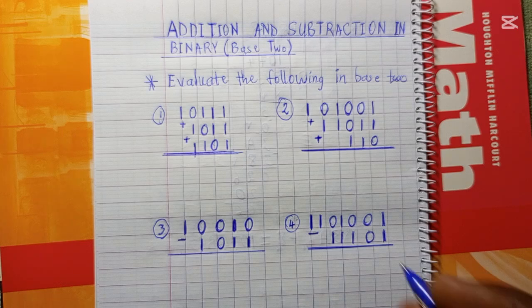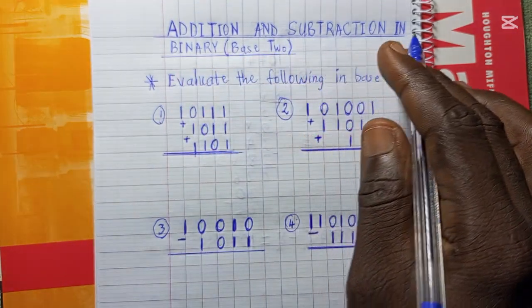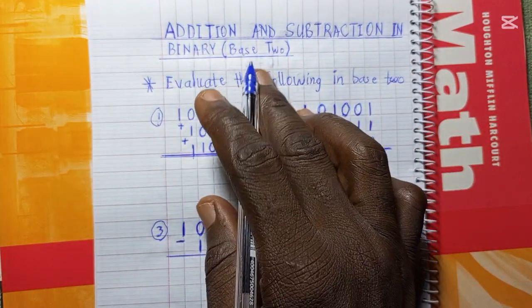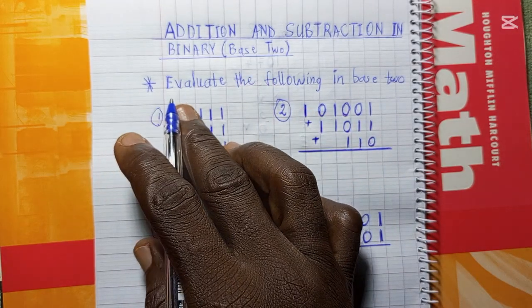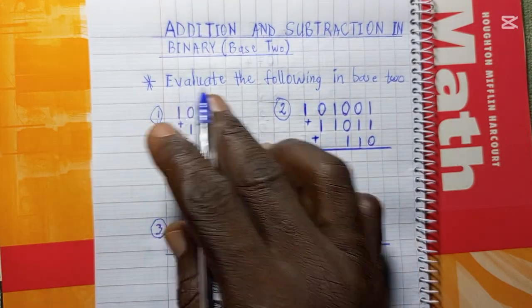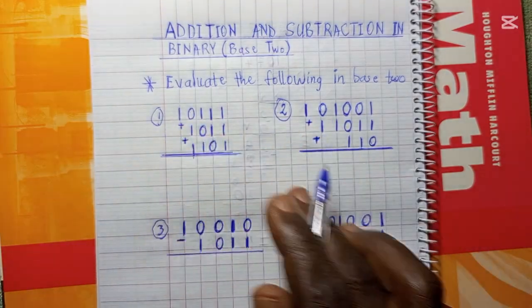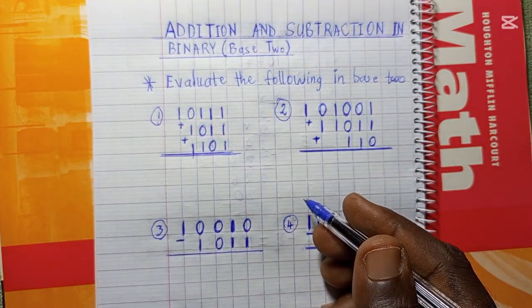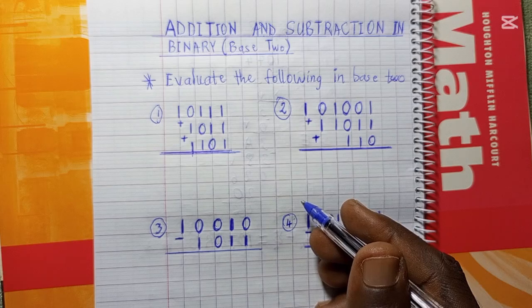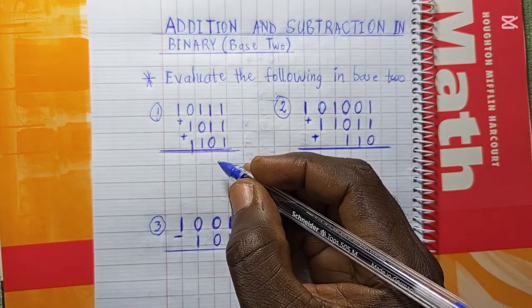So in this video, we'll be looking at addition and subtraction in binary, that is base 2. We'll be considering the following questions. We'll evaluate the following in base 2. So this we have 1, 2, 3, 4. Follow me step by step as I walk you through how you can resolve problems like this.